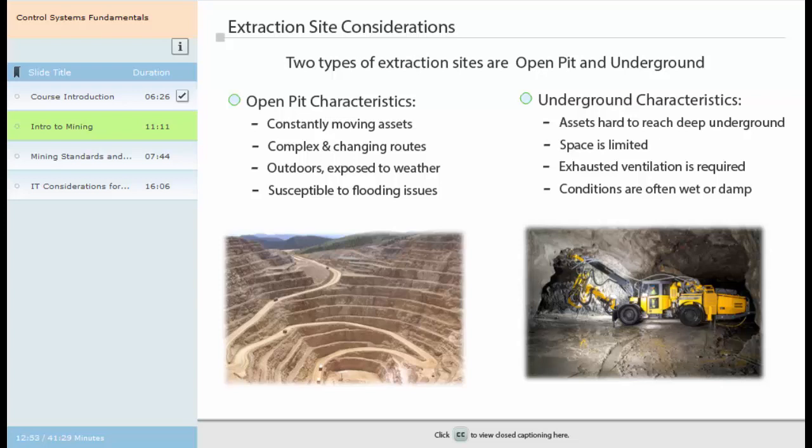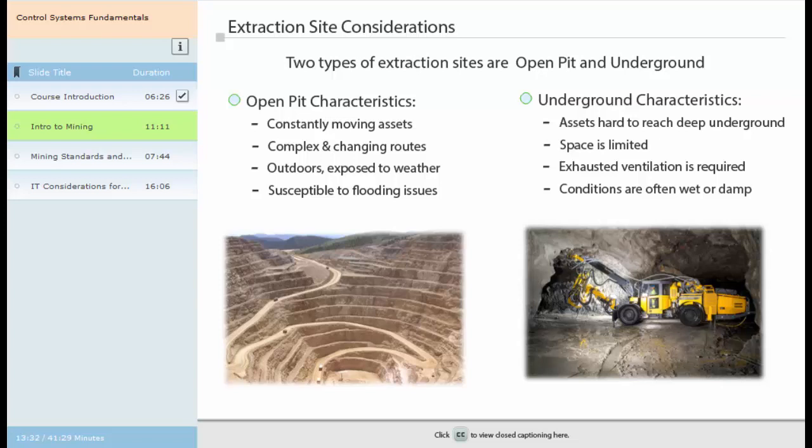Characteristics of an open pit include: machinery and transport systems are constantly moving as pits deepen, and exhausted areas are abandoned for new sections. Transportation routes are complicated and often not static due to the constant deepening and widening of the pit. Machinery and devices are outdoors, therefore exposed to varying weather conditions, and water control is necessary to keep the pit from becoming a lake. Network approaches to open pits include high-performing wireless connectivity accessible by machinery and personnel both in and out of the pit.